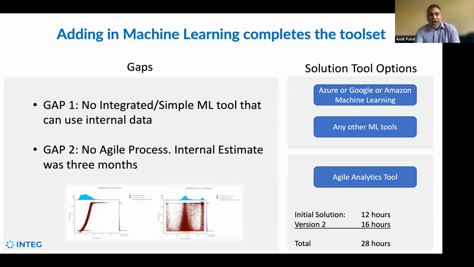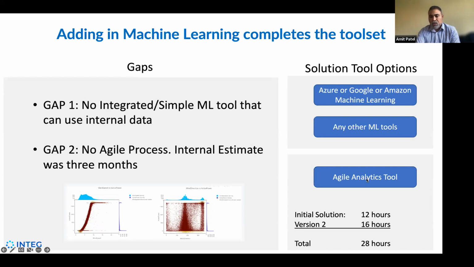So when we looked at the client, the biggest gap was that they had data scientists, but they didn't have an integrated or simple tool that could use the internal data, right? If we needed to do this, they needed 3 months and it goes to another internal process, right? So we said, no, we could do this much better because we have the data, we can review it. And we went ahead and did it. The initial one took 12 hours. It took another 16 hours. So over 28 hours, we were able to refine this and get this to a point that was very usable.